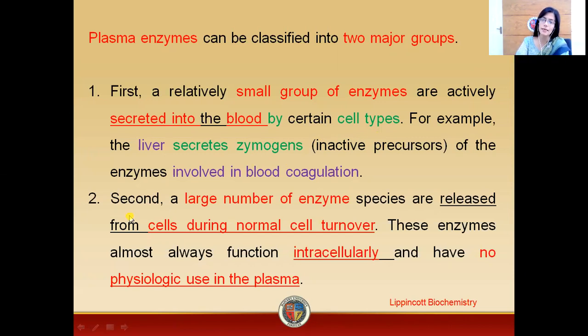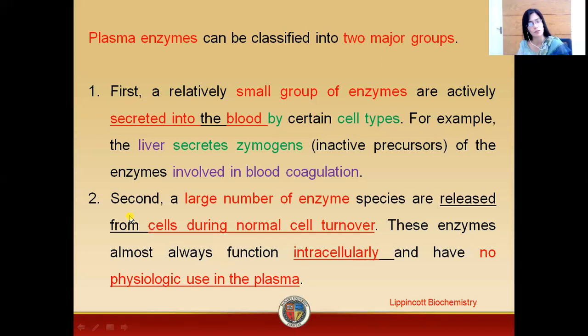Now moving towards the second category, that are the non-functional plasma enzymes. So these are the enzymes which are designed to perform their particular function within the cell. Well, what happens is that during the cell damage or during the normal cell turnover, there is release of these enzymes into the plasma or into the blood. So these are actually the active intracellular enzymes, but after certain cell damage, they are released into the plasma. And now in the plasma, these enzymes don't have any physiological role.